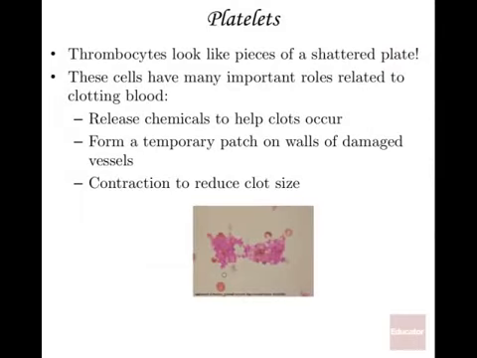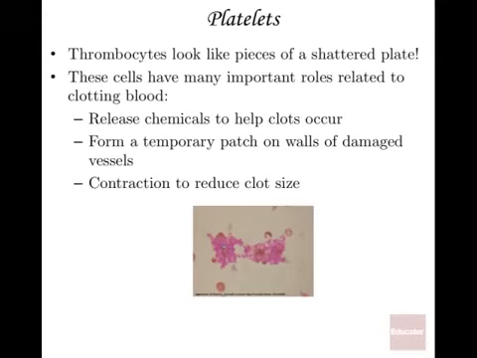Platelets. Thrombocytes is the technical term for platelets, and they do look like pieces of a shattered plate. It's like you took a plate and then all these little pieces, all these little red parts clumped together, those are platelets aggregating, coming together. These cells do have many important roles related to clotting blood.